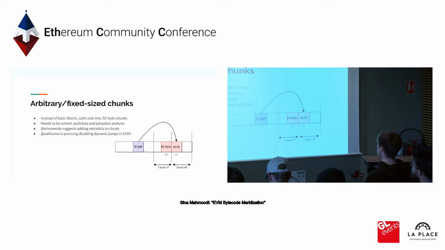And in order to fix this problem, there are multiple ideas. One is to add some metadata to each chunk so that you would know how many of the first bytes are data or opcode. Or what Alexei is pursuing is to validate the contracts statically, so that during runtime you can be sure that every jump goes to a valid jumpdest. So basically, this would mean effectively disabling dynamic jumps in the EVM.